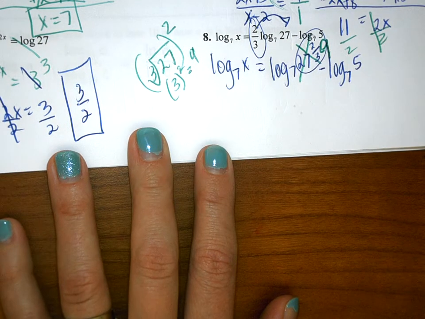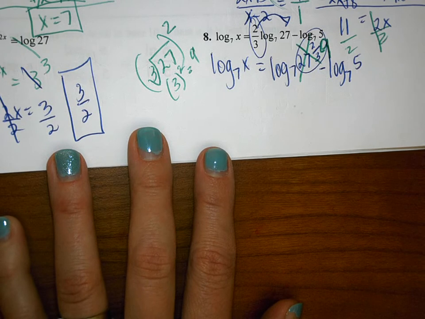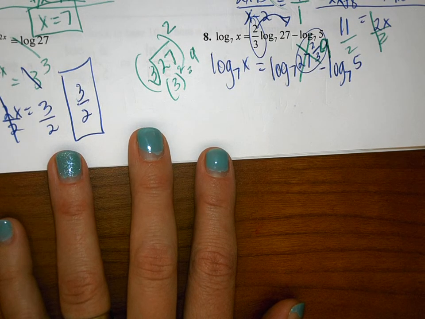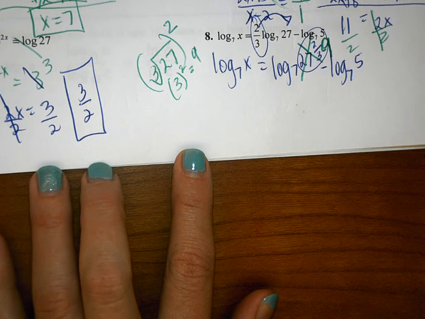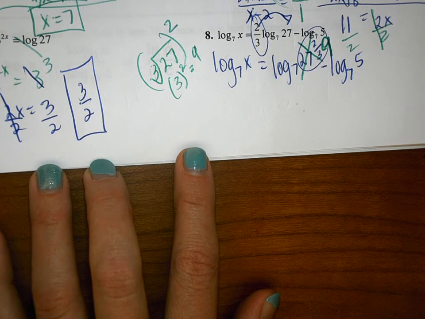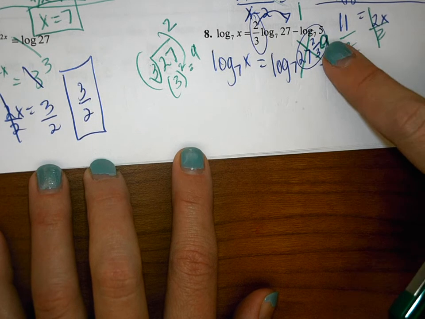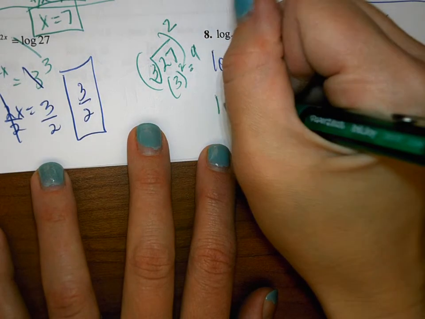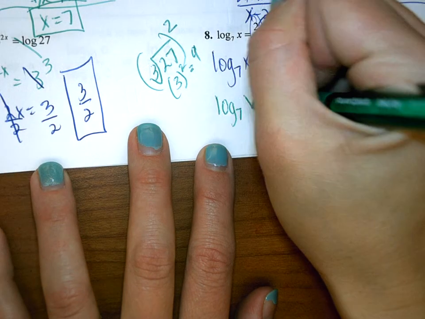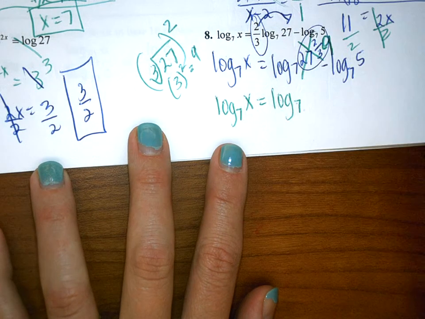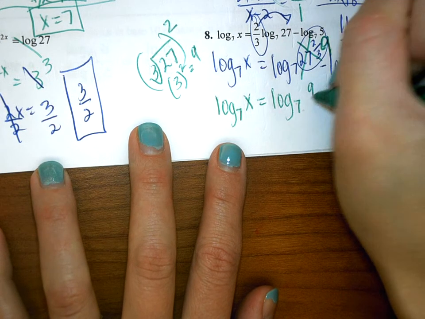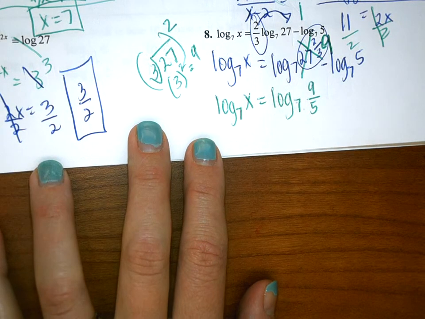All right, my next step now is to do what, Melanie? No, not yet. 9 over 5. Okay, what is it called when she is doing that? She is doing what with the logs? She is condensing the logs, and since it's subtracting, we're changing it to division, so that's 9 over 5.